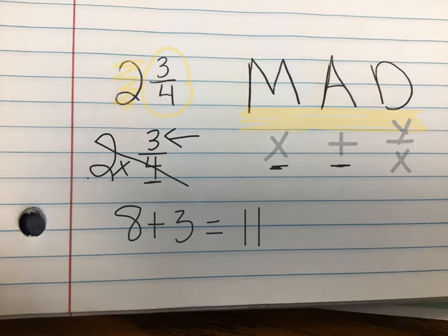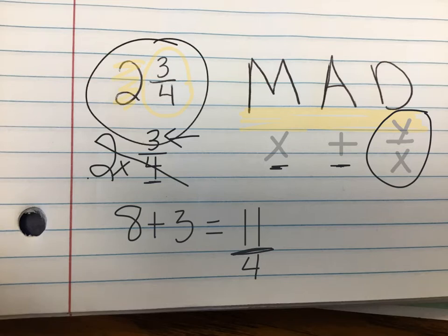And then I'm ready for this part, the D. The D stands for denominator. It means I'm going to keep the same denominator. I'm going to put it over 4. So I have now turned this mixed number into an improper fraction, 11 over 4.